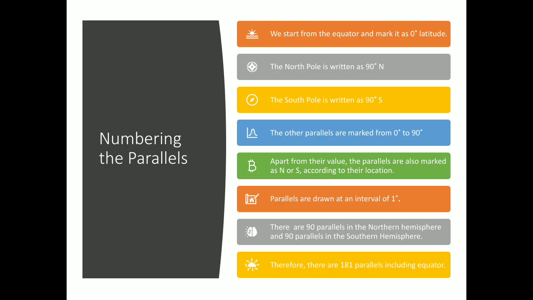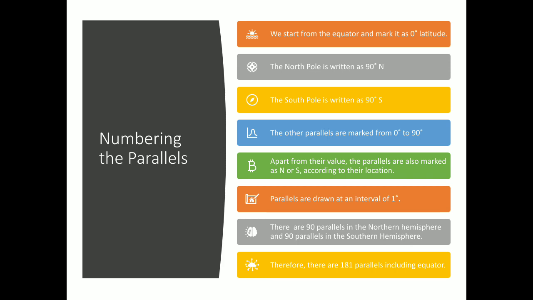Now let's come to the numbering of the parallels. First, let us know why numbering is so important. To locate some place on the globe or on the earth, we require a certain identity, like we have our own name. Your father has a name, your mother has a name. So to locate a certain place we need some numbers. Through this number, we can locate the particular place on the globe or on the earth.